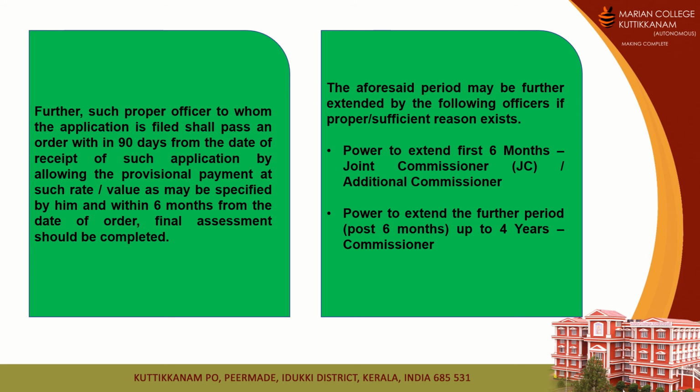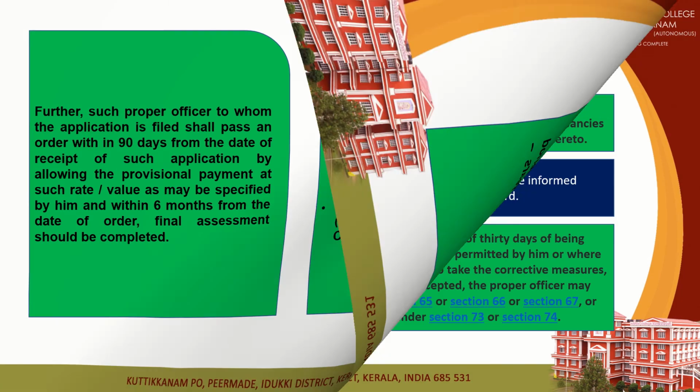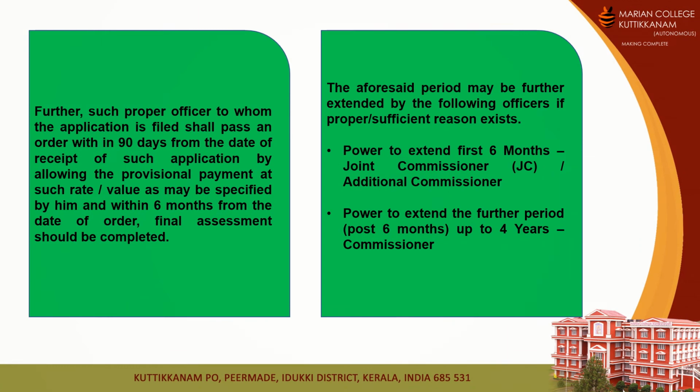Okay. Then this period of 6 months can be extended by some officers if there are sufficient reasons. The first is the power to extend the first 6 months, and that power is vested in the joint commissioner or the additional commissioner, and the power to extend the period further, after 6 months up to 4 years, is with the commissioner. So if there are sufficient reasons, this period can be extended. Okay. So these are the provisions regarding provisional assessment.